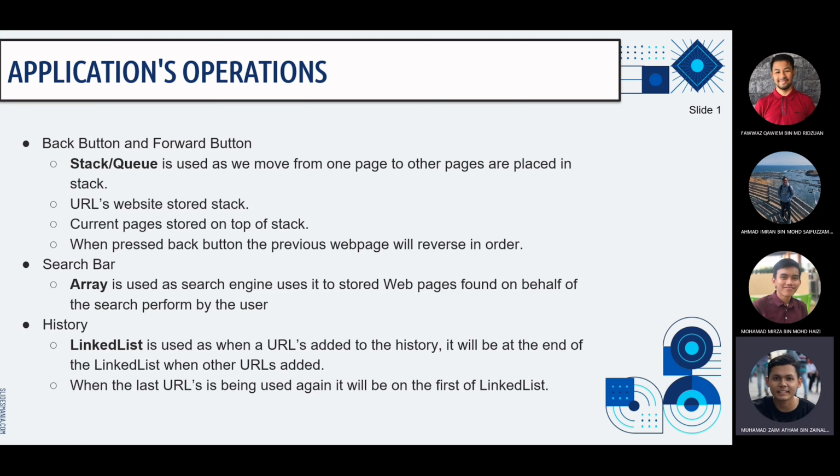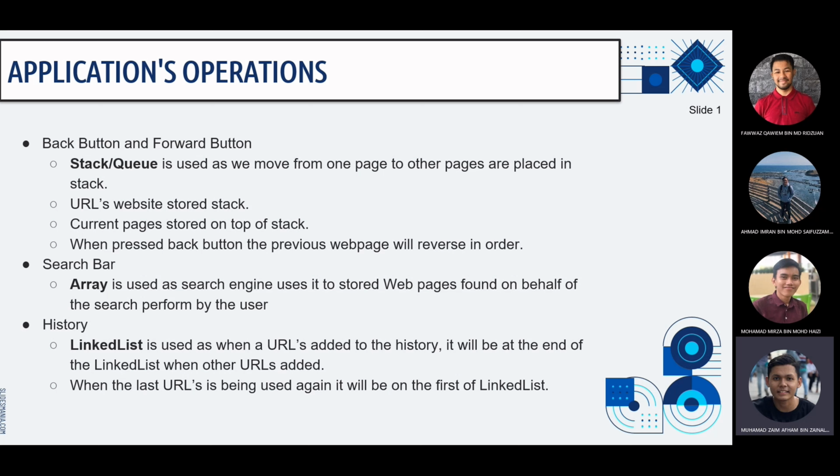I will explain about our application's operation. First of all is the back button and forward button. Stack and queue are used as we move from one page to another page and are placed in the stack. URLs of websites are stored in the stack. The current page is stored on top of the stack. When the back button is pressed, the previous web page will be reversed in order.